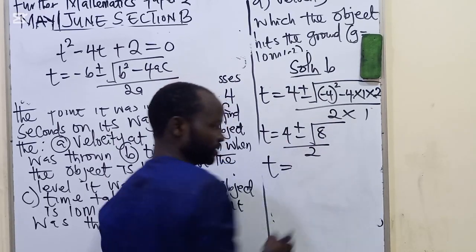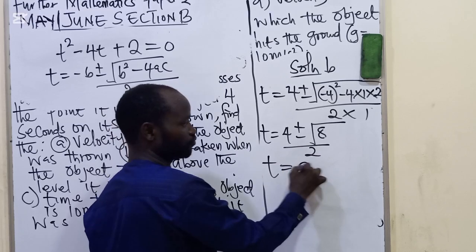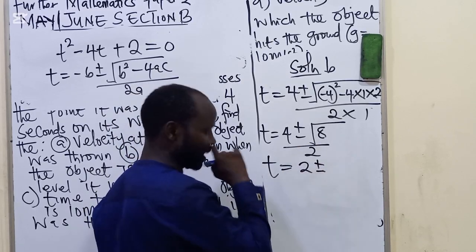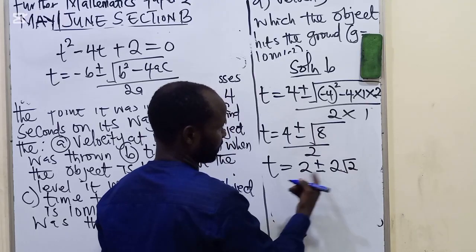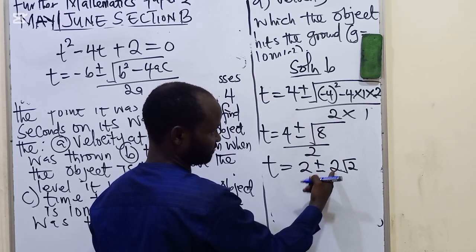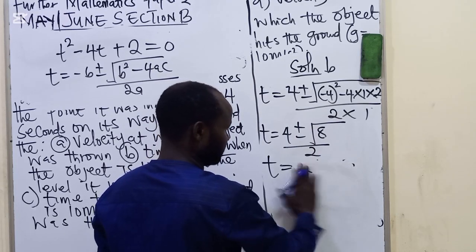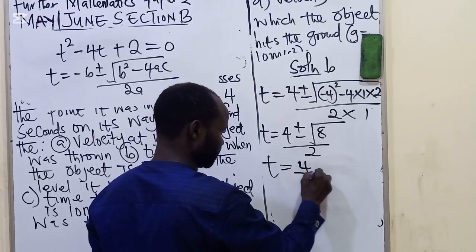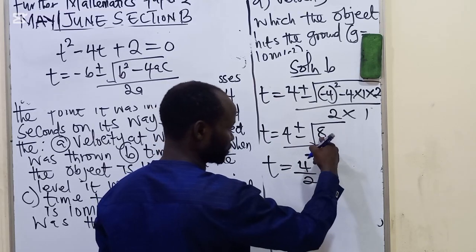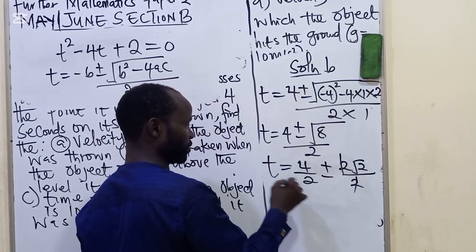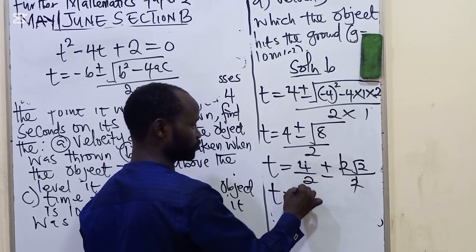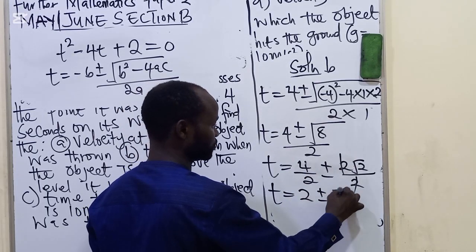T now will be, let's split this, we can say 4 divided by 2 is 2 plus or minus root 8 is the center, I say 2 root 2, and these 2 will divide. But let me do it clearly. It is the same thing as saying 4 divided by 2 plus or minus root 8 is 2 root 2. Let me do it this way for proper understanding. T now will be 4 divided by 2 is 2 plus or minus root 2.